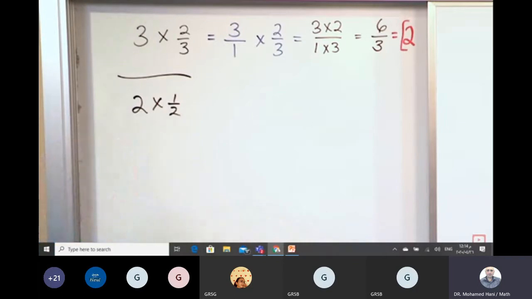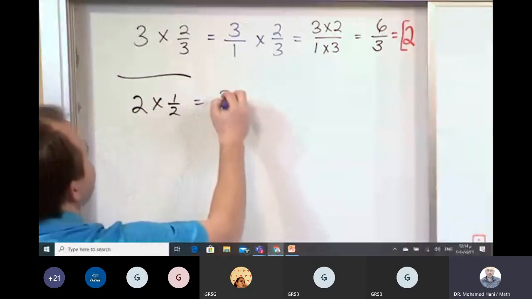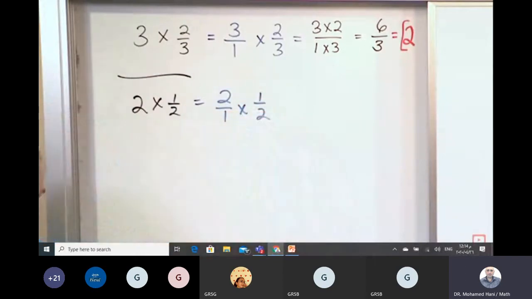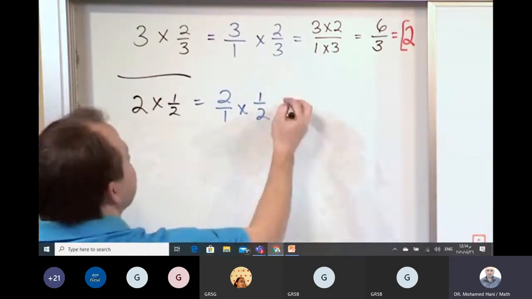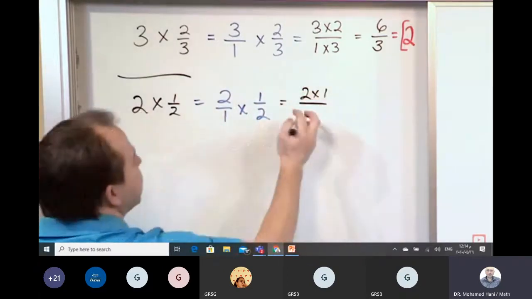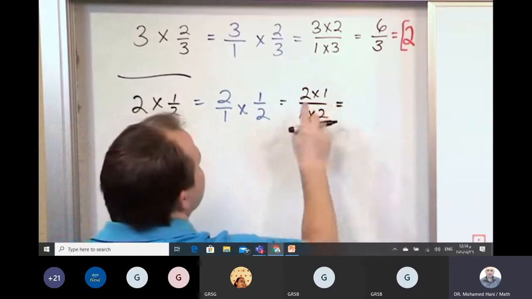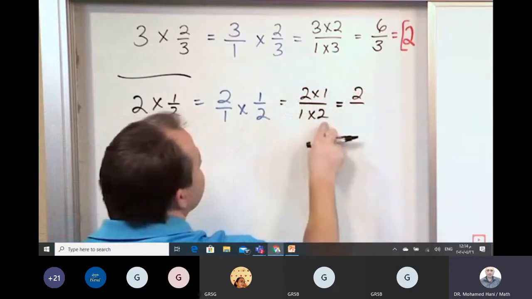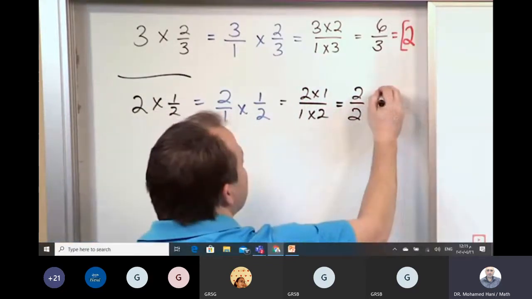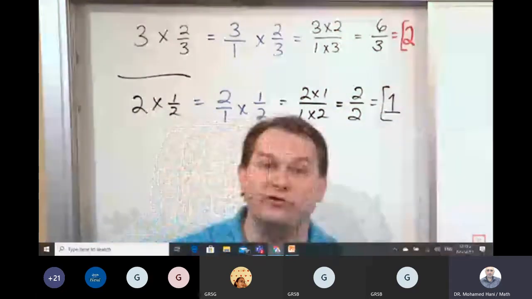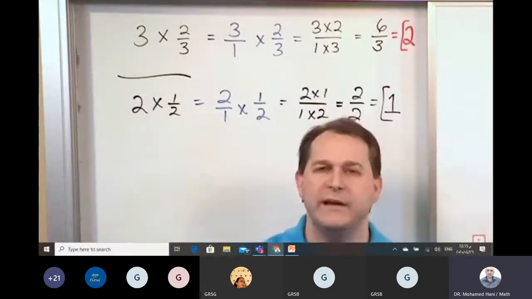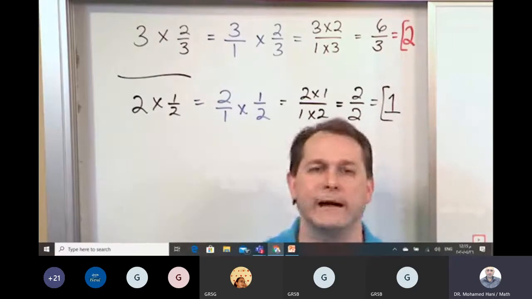And the way you do that is the 2, you just write it as 2 over 1. We're still multiplying by 1/2. All right? And then what you do is you multiply the numerators, 2 times 1, and then the denominators, 1 times 2. So what you get over here on the top is 2, and on the bottom you also get 2. And if you remember, 2 divided by 2 gives you 1. So you know from your experience that 2 times 1/2 of something should give you a whole pizza or a whole peanut butter and jelly sandwich or whatever it is you're talking about.